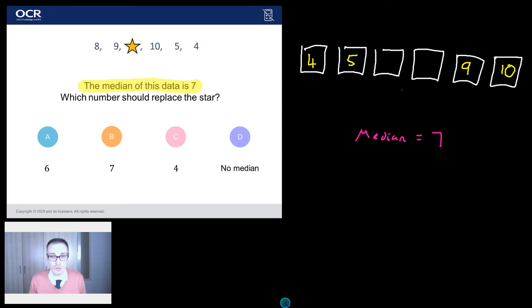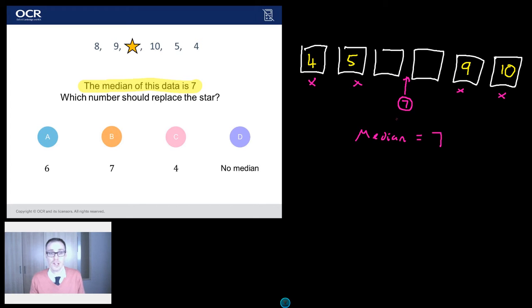Now, a lot of my students like to cover up these numbers from the outside until they get to the centre one. So if you prefer that method, imagine you're crossing off the 4 and the 10 at the same time, and the 5 and the 9 at the same time, then all of a sudden you end up with 2 numbers and your median is the one slap bang in the centre of these 2 numbers. So I know 7 needs to lie at the midpoint between these 2 numbers.